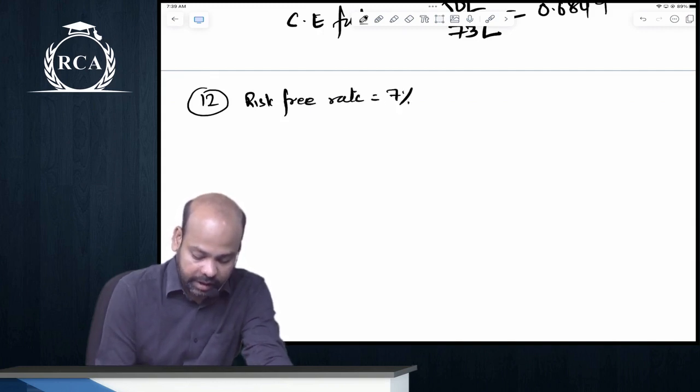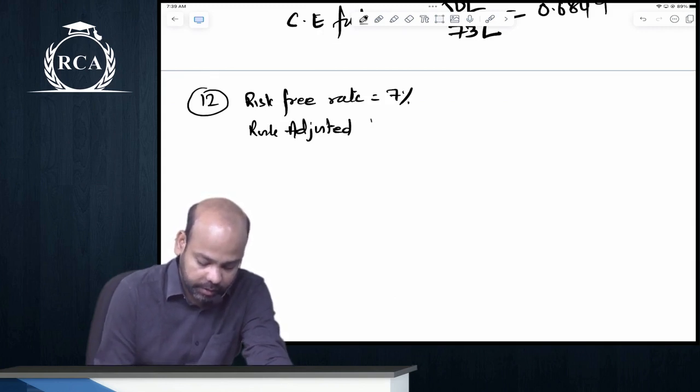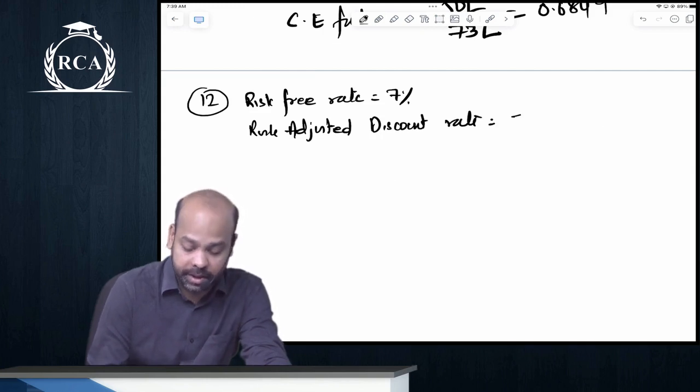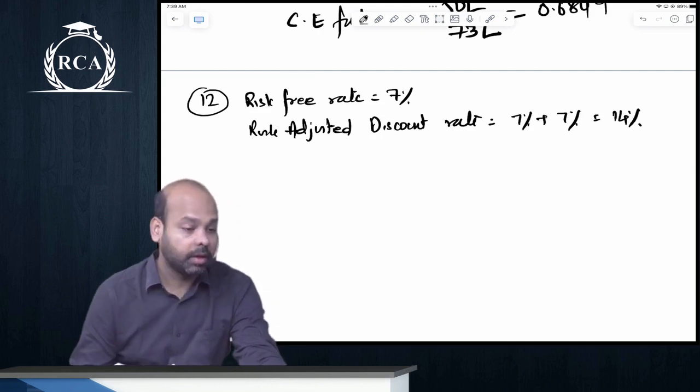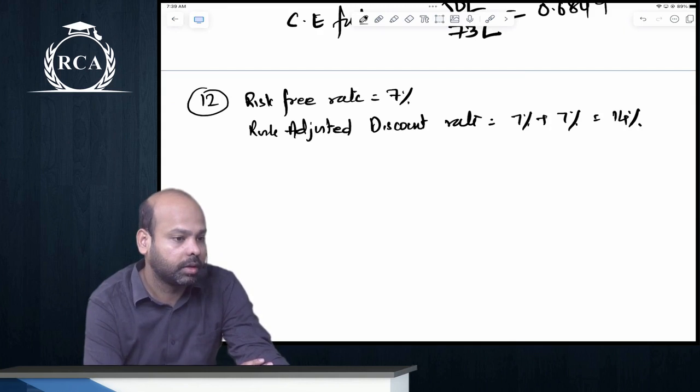Risk free rate is 7%, beta. Your risk adjusted discounting rate would be 7% plus 7%, but how much is that? 14%. 7 plus 7, beta, 14%.